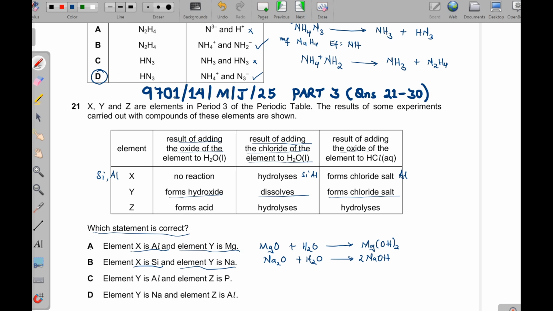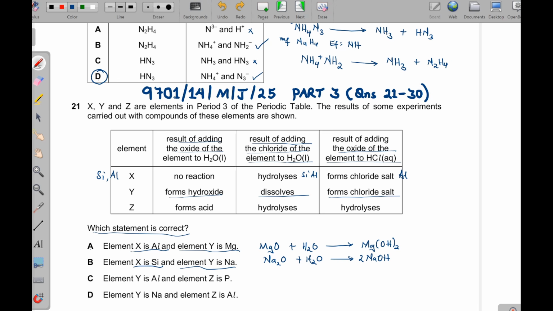When you get the oxide and then you react it with the HCl, these ones are basic oxides, so they can react with the acid. Okay, so these two indeed can do that. So any of them can be. So it can either be magnesium or sodium.